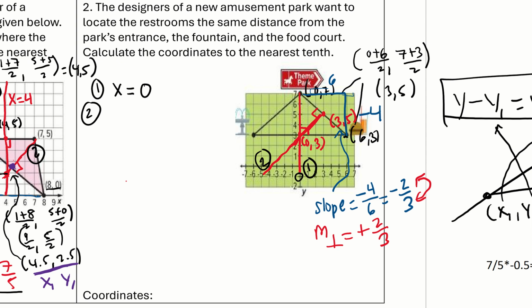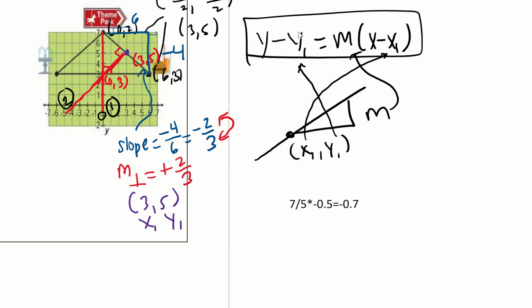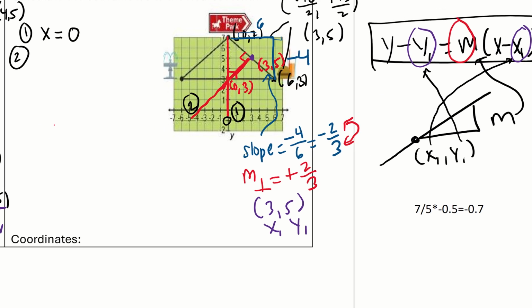All right, and then the point on that line is 3, 5. So I'm going to put that here, 3, 5. This is going to be x1, y1. All right, and remember the equation, y minus y1 equals m times x minus x1. So we got our x1 and our y1, and we got our m, okay, which is the 2/3. So I'm going to write that equation down. So we get y minus y1, which is 5, equals m times x minus x1.